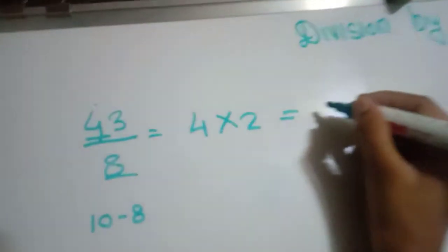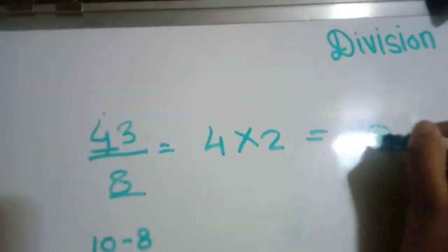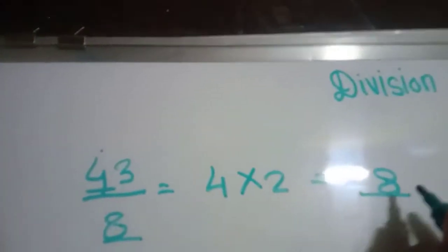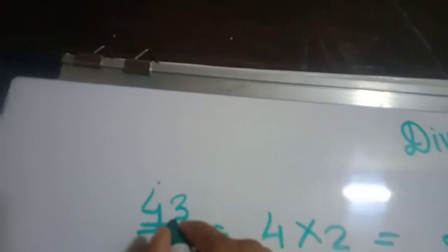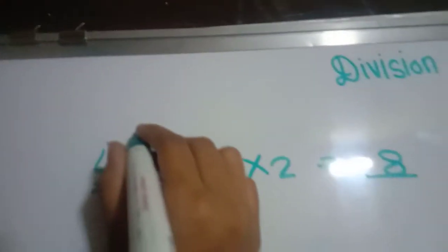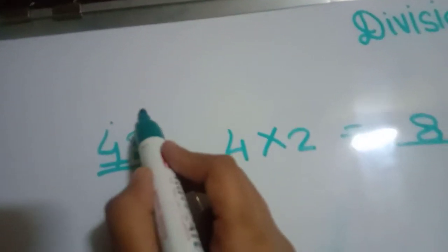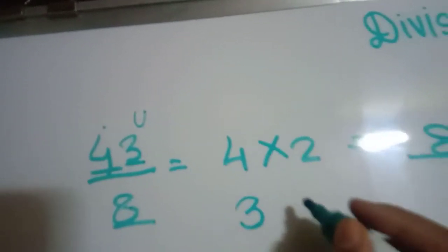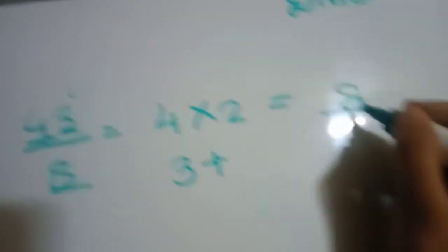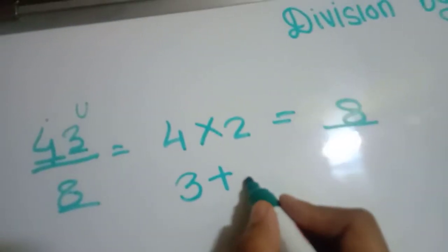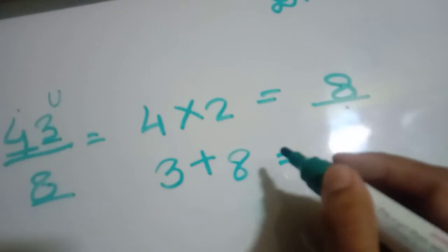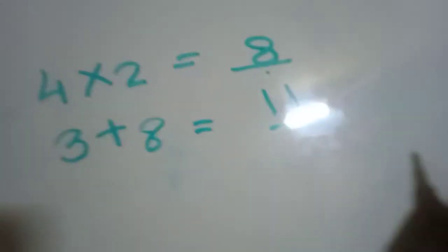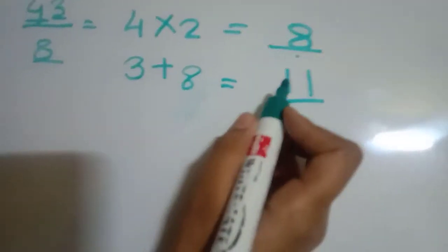So 4 into 2 is 8. Now in this place there is 3. The 3 in the units place we write here, plus this 8. So now 3 plus 8 is 11. 3 plus 8 is 11.